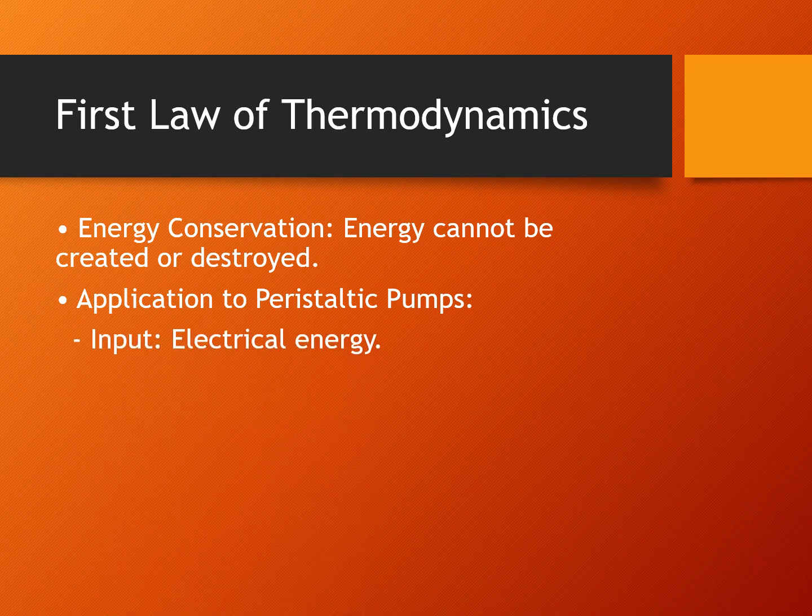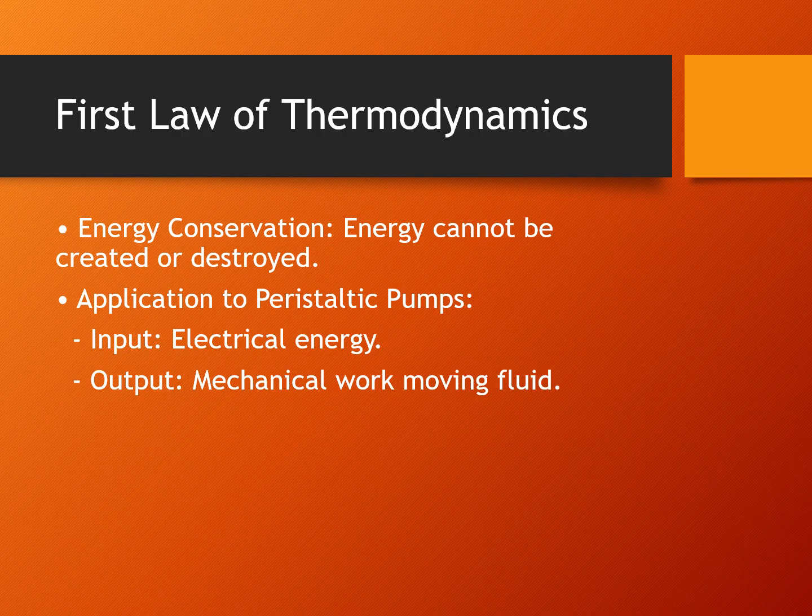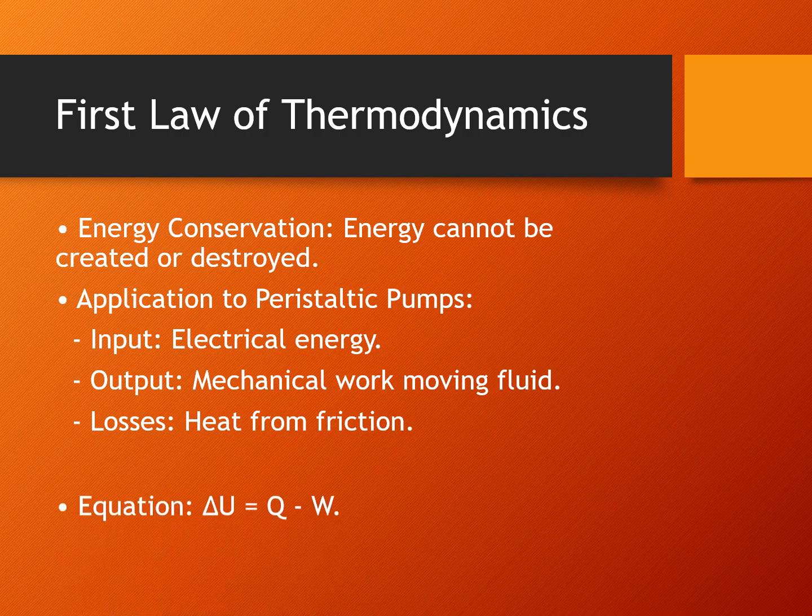Energy input, that's the electrical energy from the motor, is equal to the mechanical work that moves the fluid. There are also some losses, like heat from friction. When two bodies are in contact and moving against each other, heat is generated. So it's a loss to the peristaltic pump. That's the heat generation due to friction between rollers and tubing.